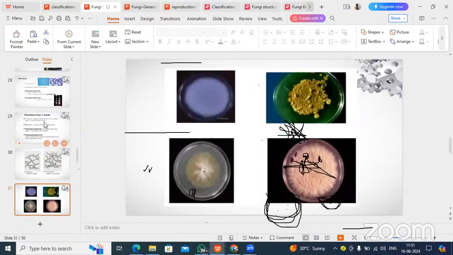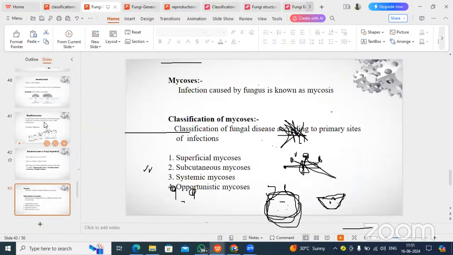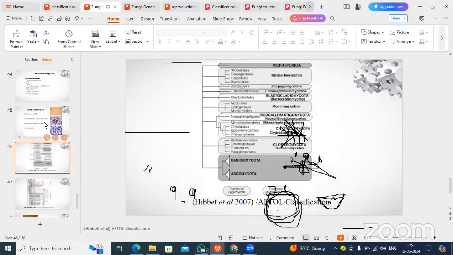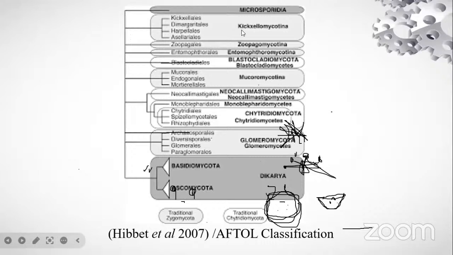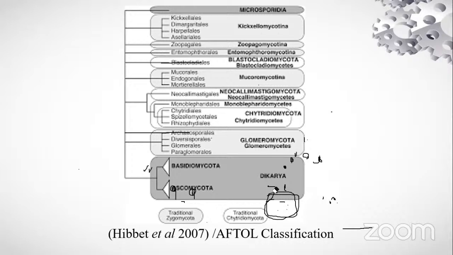You see, I will show you the modern type of classification. This is the Hibbett classification, modern as per phylogeny. England and other advanced countries are following this classification. It is the modern classification of fungi.